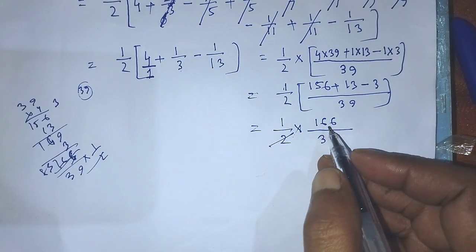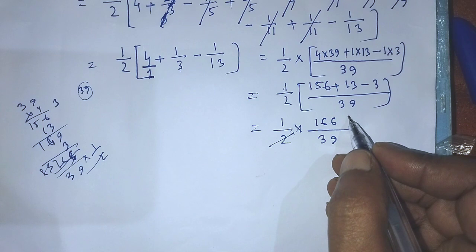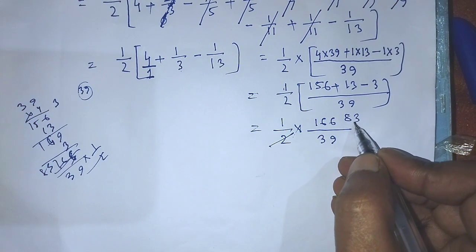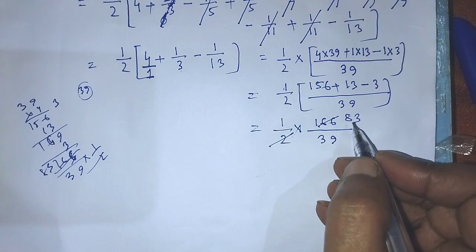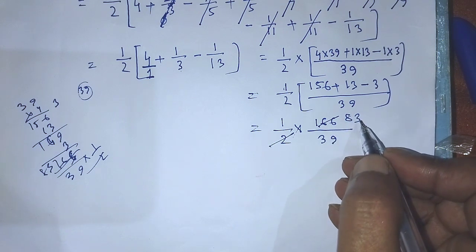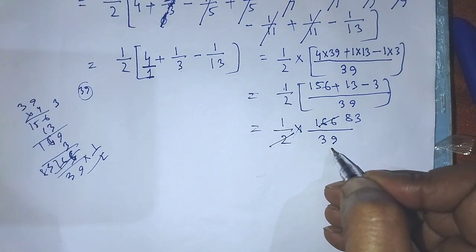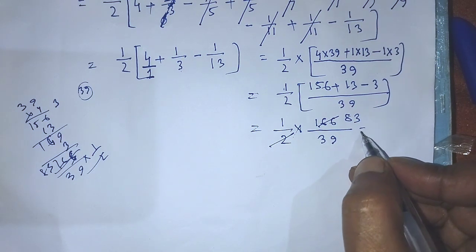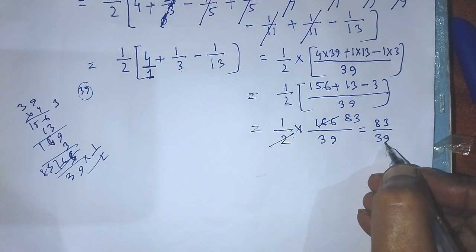Okay, we can divide 166 by 2, then you get 83. So we can cancel 2 and 166, so we have to write 83 in the place of the numerator, and in the place of denominator here is 39. That is 83 over 39. So this is our final answer.